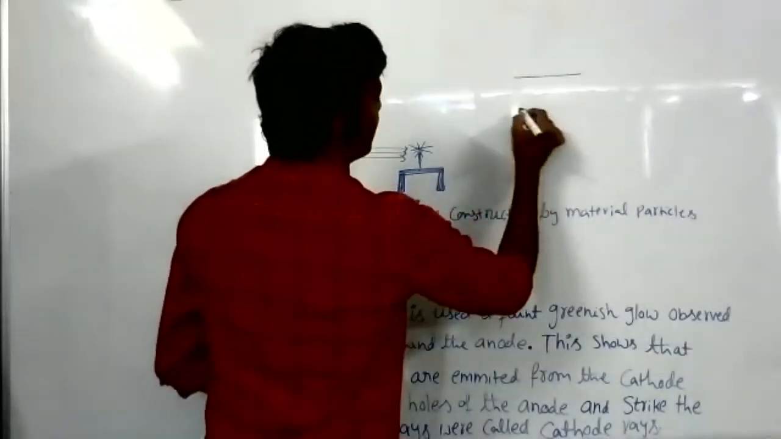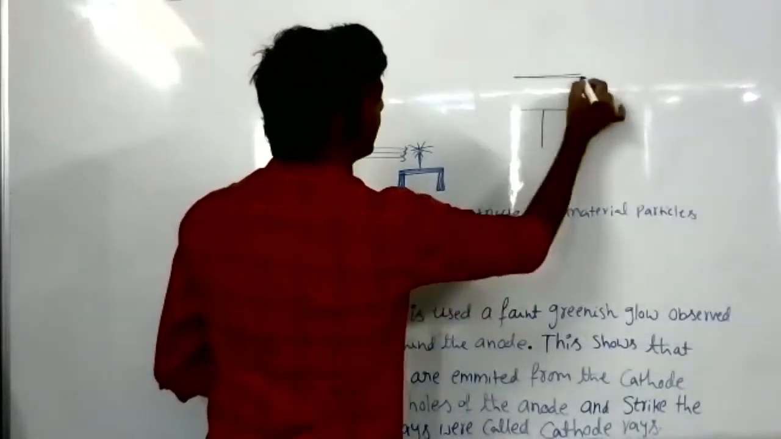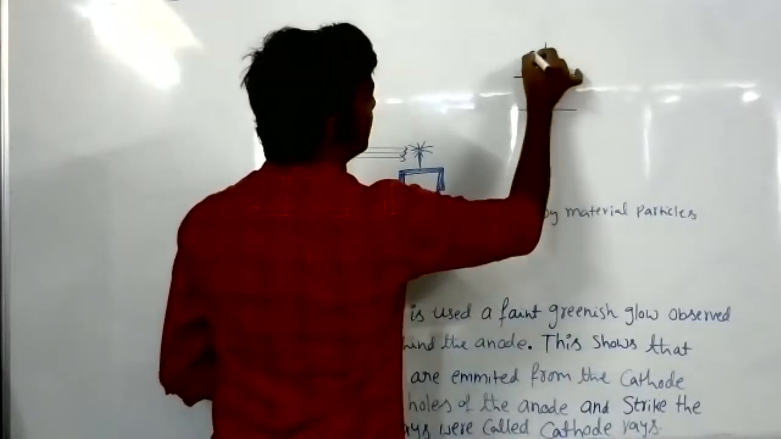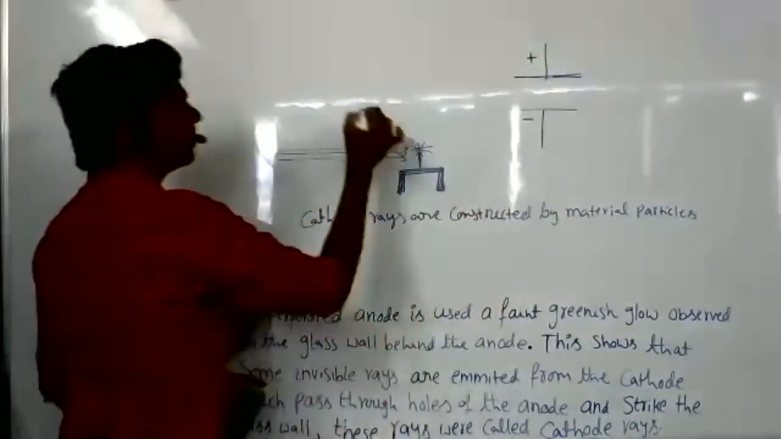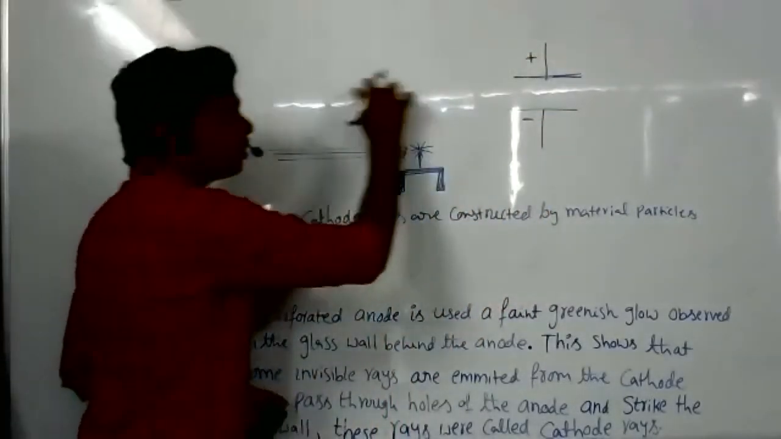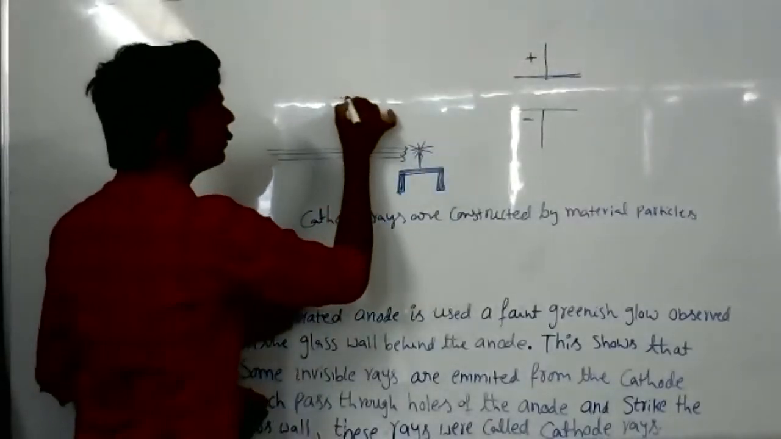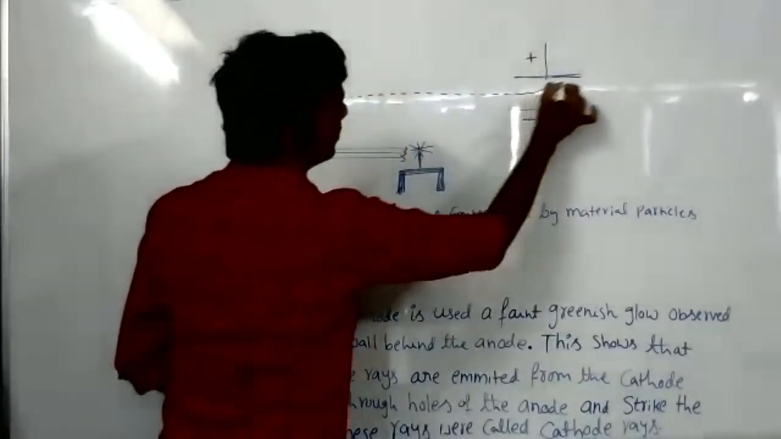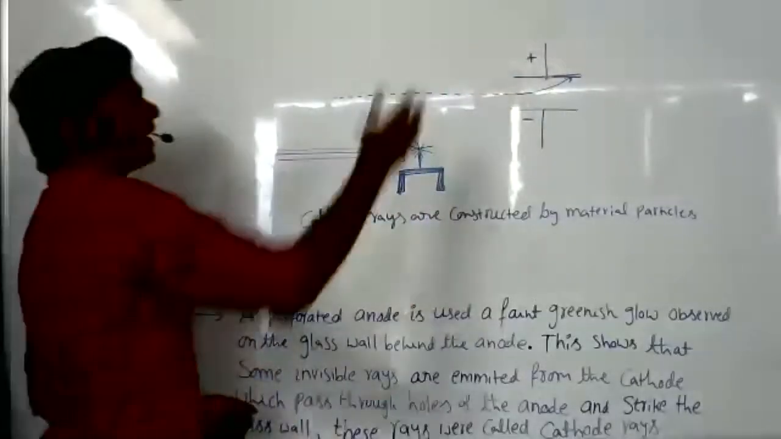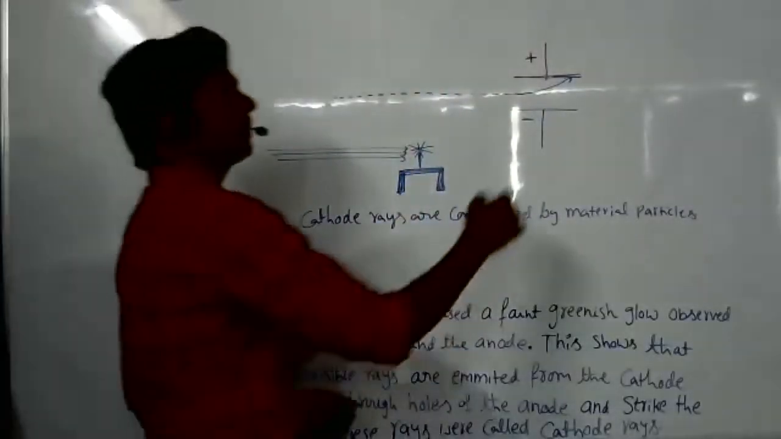Here I'm taking an electric field. This is a positive plate, this is a negative plate. When a cathode ray is allowed to pass through this electric field, it is deflected towards the anode plate side. This is the anode.